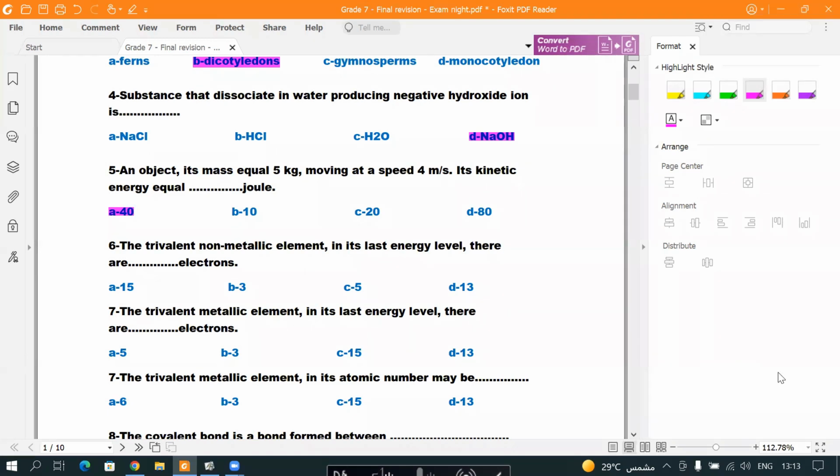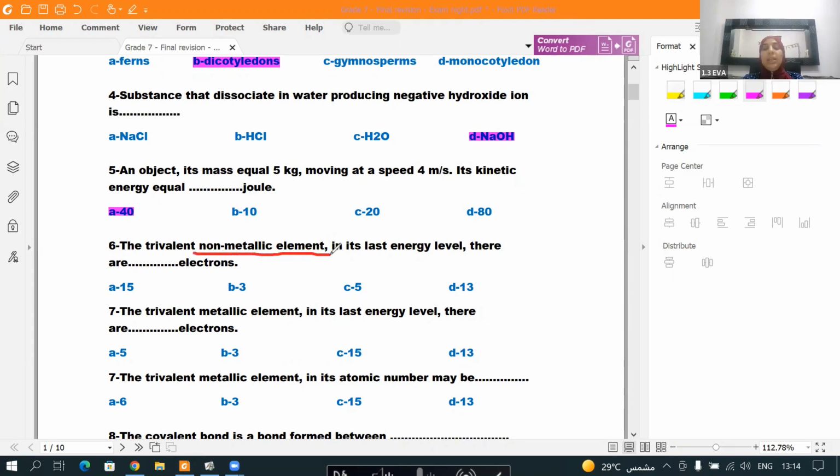The trivalent non-metallic element, in its last energy level, there are 3 electrons. The trivalent non-metallic element. Non-metallic element, and its last energy level will be what? 5. Non-metallic element. Yes, very good. It will be 5, guys, not 3. Why? Because it's a non-metallic element. We divided the elements into metallic and non-metallic. The metallic ones have 1 or 2 or 3, but the non-metallic ones have 5 or 6 or 7.